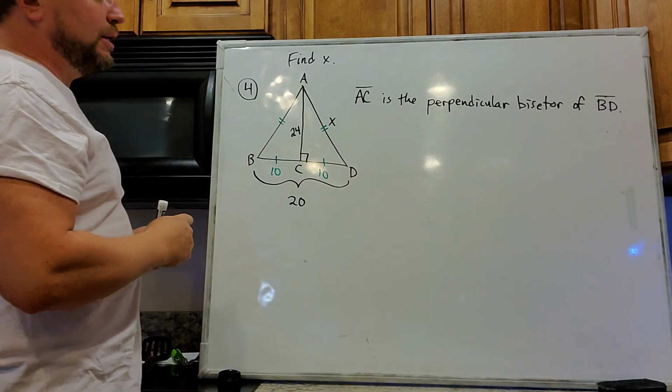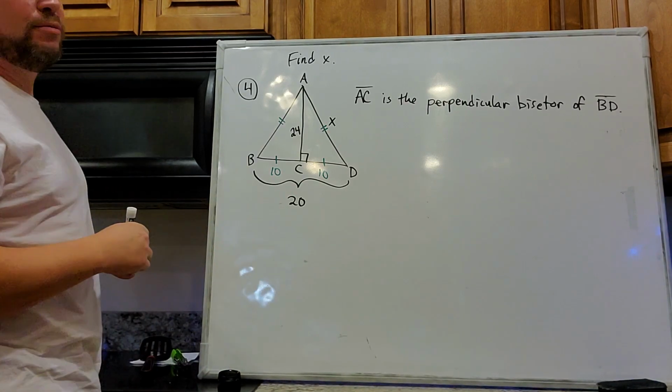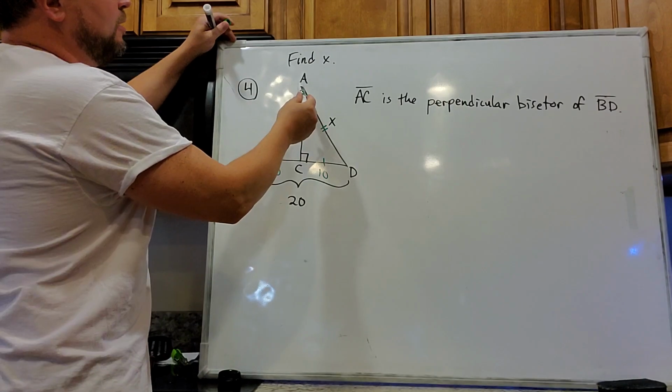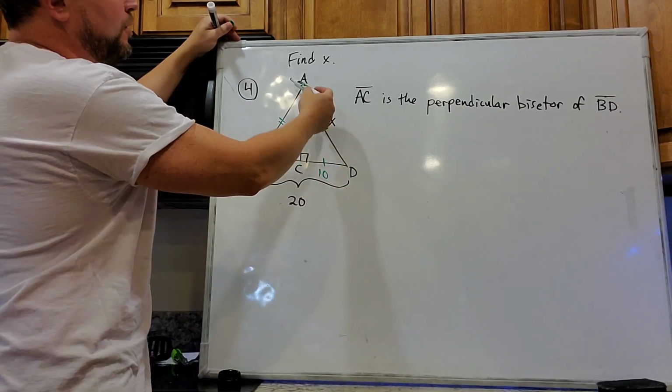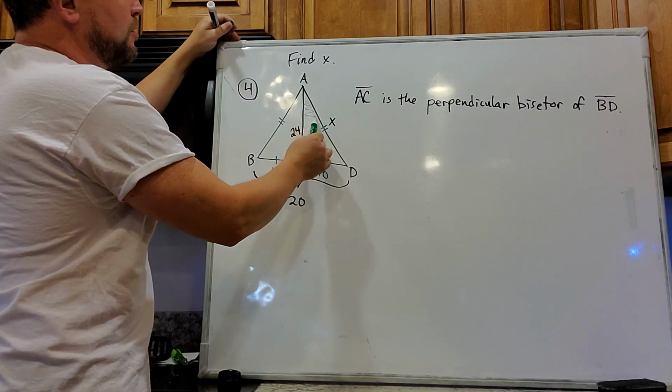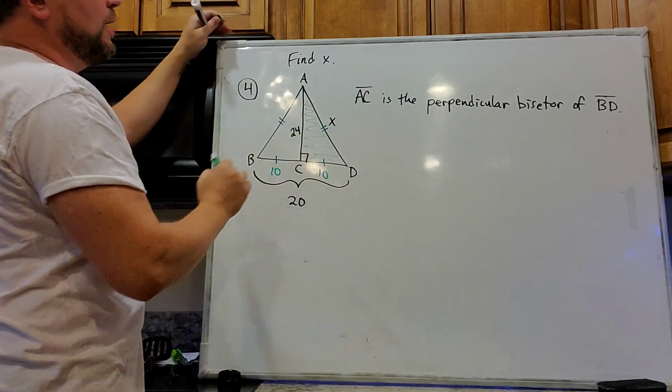So on a problem like this, really what I want you to be able to recognize is that the perpendicular bisector, when it came down and when you capped it off over here with this AD, creates a right triangle.